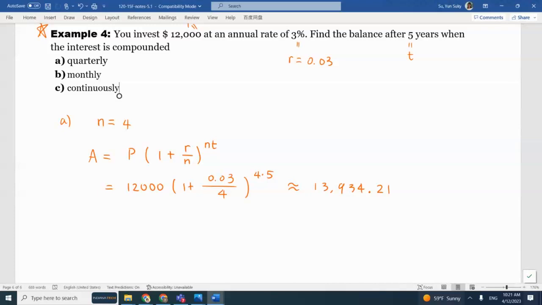Did? Because it's 1200, it's not 1200. Yeah. Okay, that is part A.